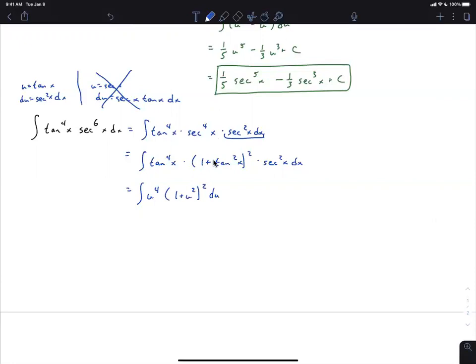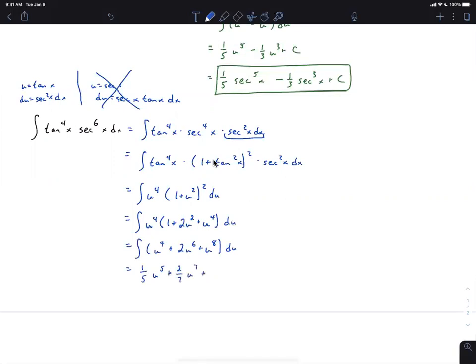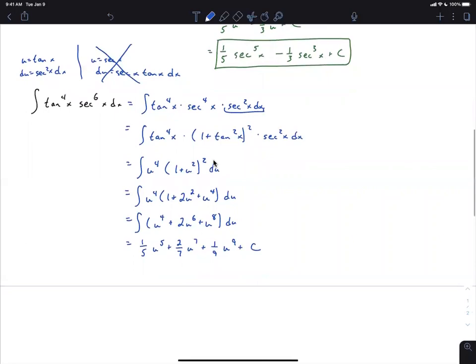Okay, and so we expand that. You have to square that first. If you square that, you get 1 plus 2u squared plus u to the 4th. And now we're going to distribute the u to the 4th. So we get u to the 4th plus 2u to the 6th plus u to the 8th du. Now you do the power rule in all 3 of those parts. So we get 1/5 u to the 5th plus 2/7 u to the 7th plus 1/9 u to the 9th plus c. And then u was tangent.